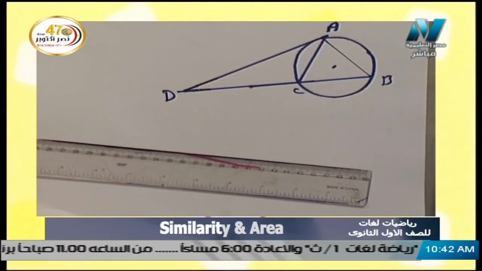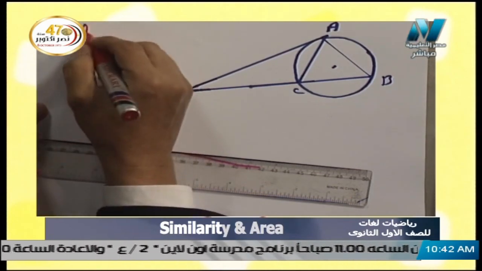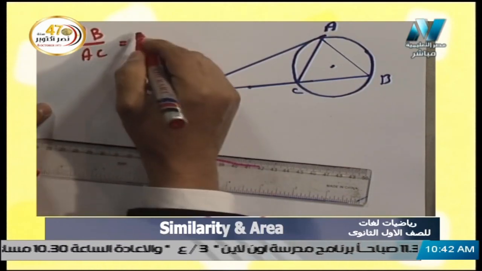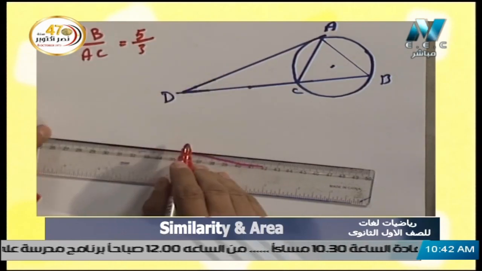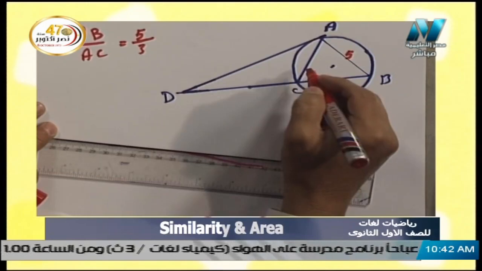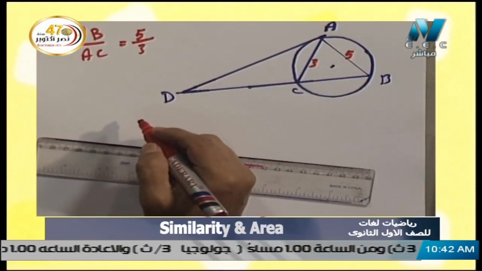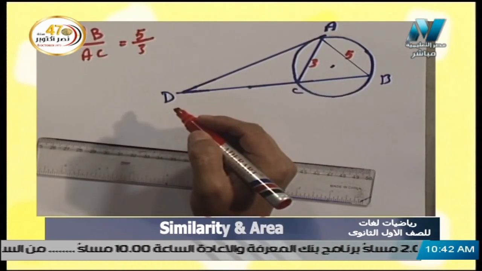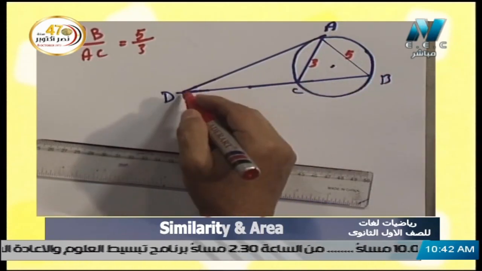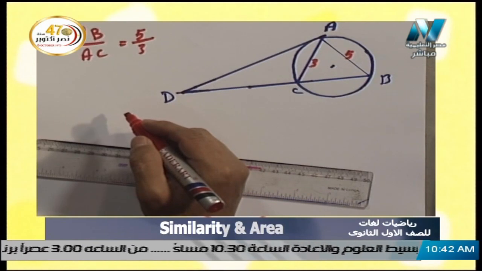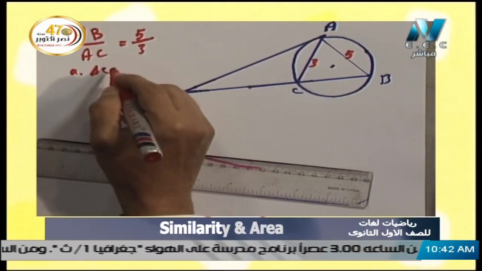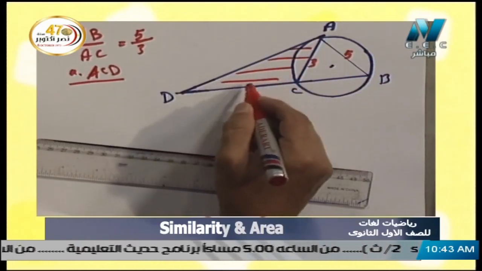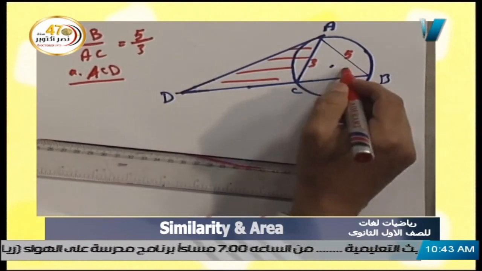And we have the ratio between AB and AC: AB over AC equals 5 over 3. So AB, its ratio equals 5, and AC, its ratio equals 3. And we have drawn AD as a tangent to intersect BC at D, as we said before. The request is to find the ratio between the area of triangle ACD and the area of triangle ABC, this one.